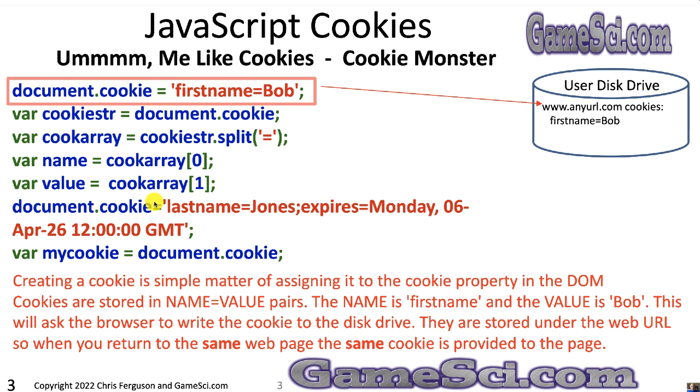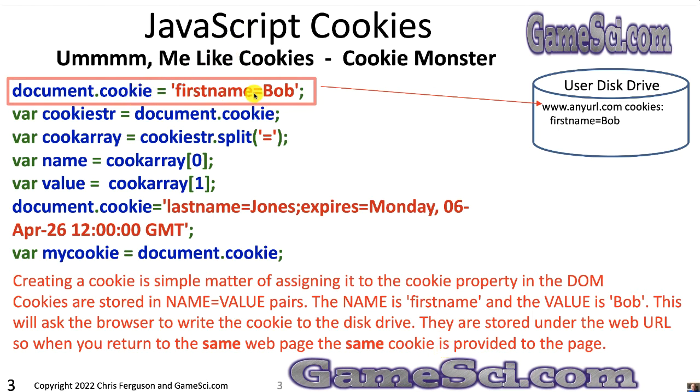So here's a short example using cookies. This is JavaScript code. document.cookie = "firstname=Bob". What is that? Creating a cookie is a simple matter of assigning it to the cookie property in the DOM. Cookies are stored in name equals value pairs. The name in this case is firstname, and the value is Bob. This will ask the browser to write the cookie to the disk drive. They are stored under the web URL, so when you return to the same web page, the same cookie is provided to your web page.